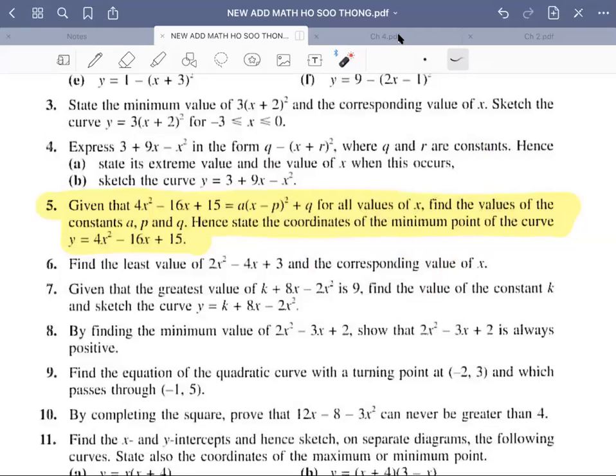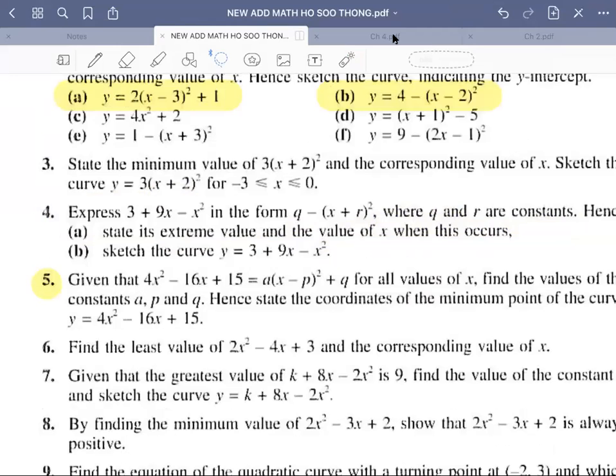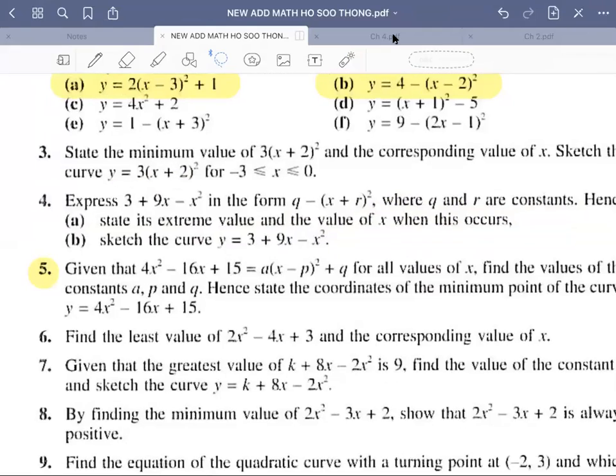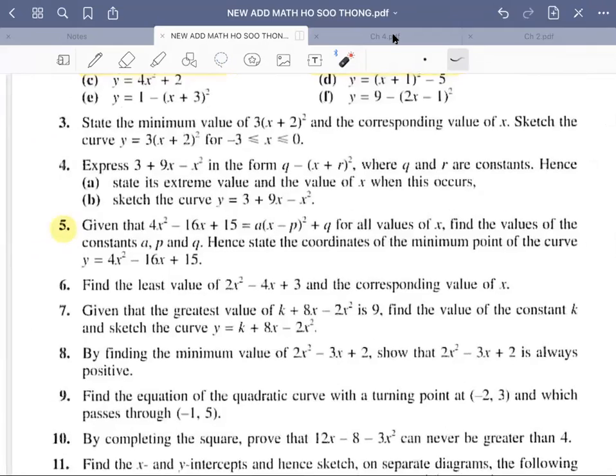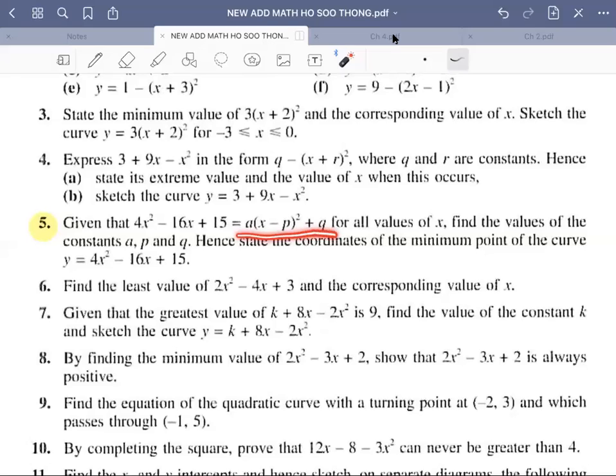Okay, finish. So let me show you my answer for number 5. Number 5 again, let's read. Given that 4x squared minus 16x plus 15 is equal to a times (x minus p) squared plus q for all values of x, find the values of the constants a, p, and q. Hence, state the coordinates of the minimum point of the curve y equals 4x squared minus 16x plus 15.